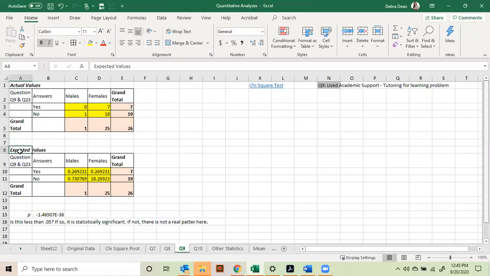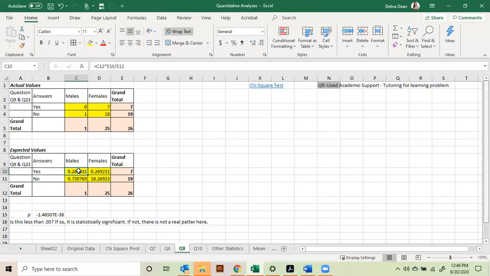Now, to get your chi-square, we also need to have expected values. So we simply replace this information down here. Now this is the formula. Essentially this will automatically populate because I have it set up that way. But what we're doing here is making sure that all of the grand totals match. So 7, 9, 26, and then we have 1 and 25, so they match.